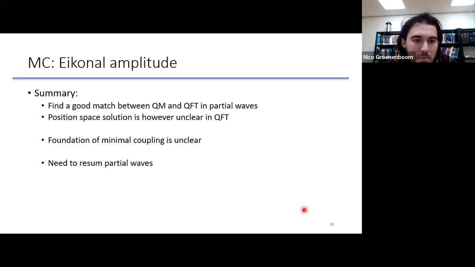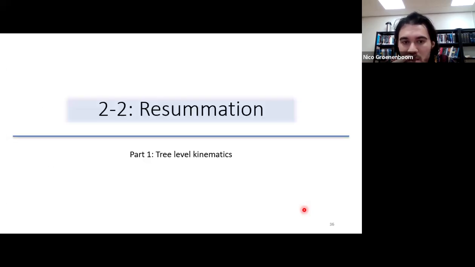So to summarize the minimal coupling result, we found that there was a good match between the field theory result and the quantum mechanical result in partial waves. However, the position space was impossible to match, and in field theory, we just didn't have any starting point. And also the foundation of this minimal coupling is actually very unclear. It appears that mathematically there's no way to argue why this would be allowed. So in the end, it turns out that we needed to resum over all of the partial waves in the vertex. And that's what I want to talk about in the second half.